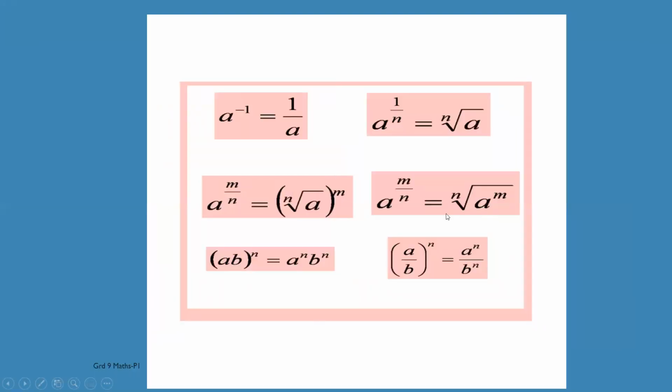Okay, let's continue. I have more rules here, but from these rules, I'm just going to speak about only a few of them, the ones we've done in class. The others are a bit advanced for grade 9 students.